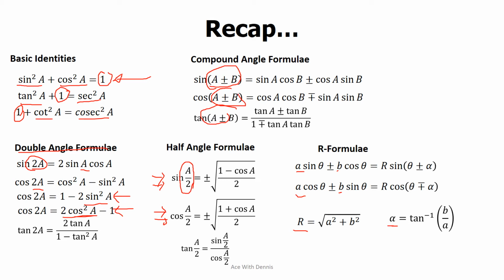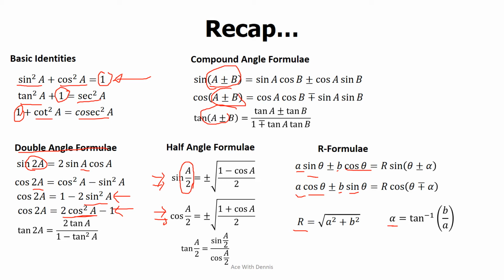Okay, so now how do you know you need to use R formula? You look at the formula here, right? Firstly, it involves sine and cosine. Either sine first then cosine, or cosine first then sine. You need to pay attention here. You get different formulas. Don't mix them up.